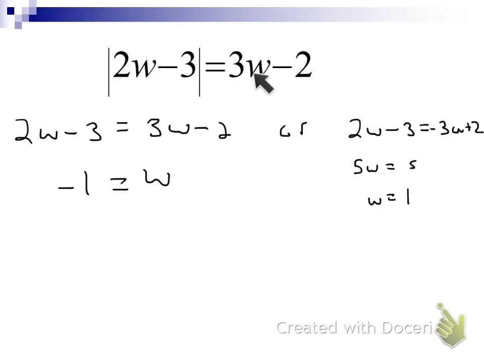Did I mess up? Did we mess up? Let's see. Maybe I messed up. Let's plug it in again. -2 minus 3 is -5. What's the absolute value of -5? 5. Over here I get what? This is an extraneous solution. This one doesn't work.